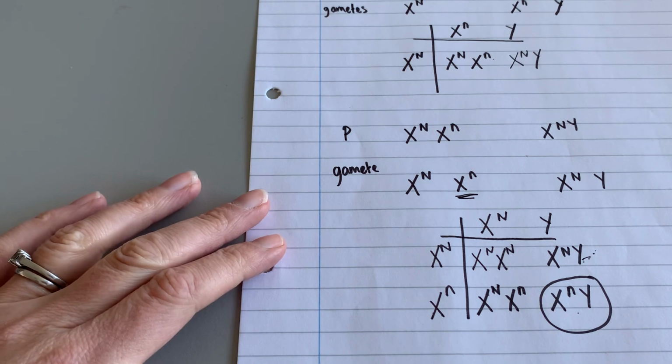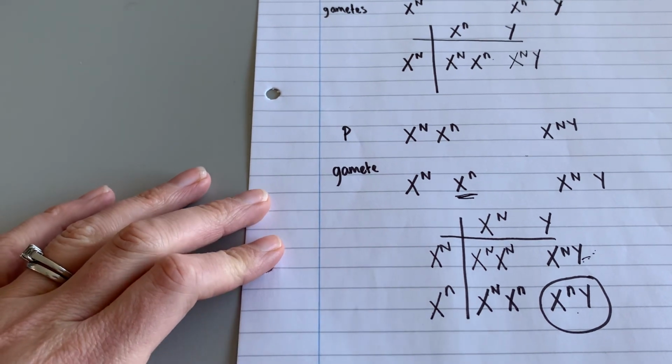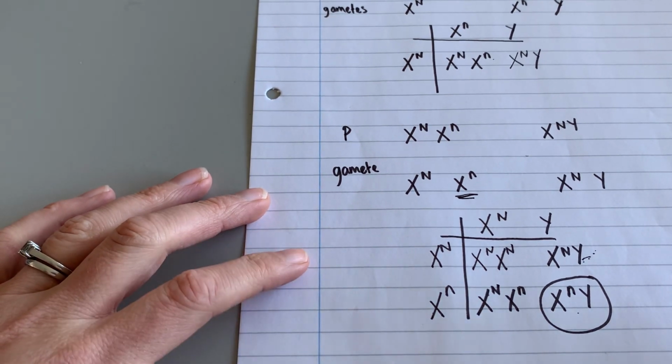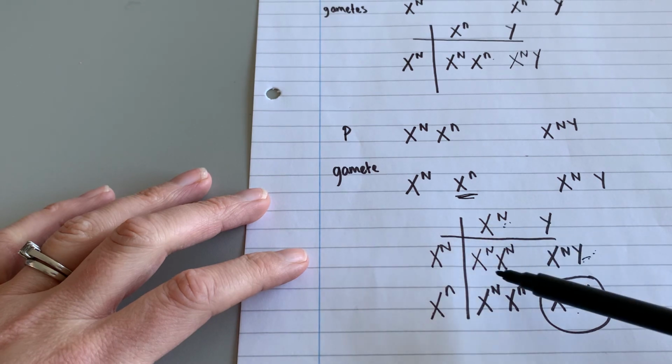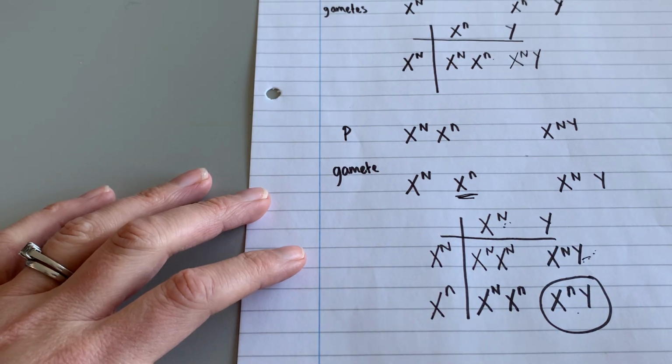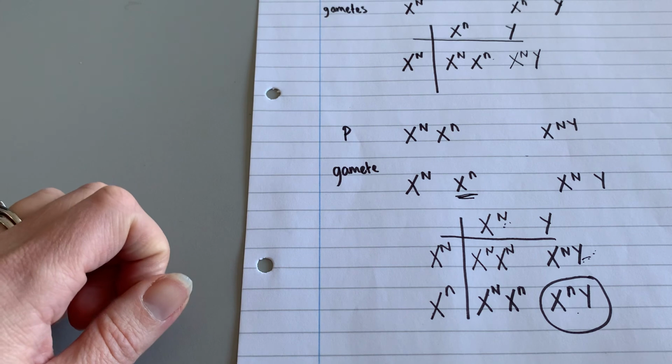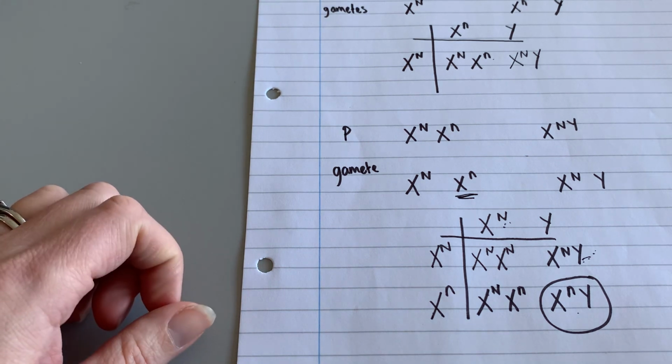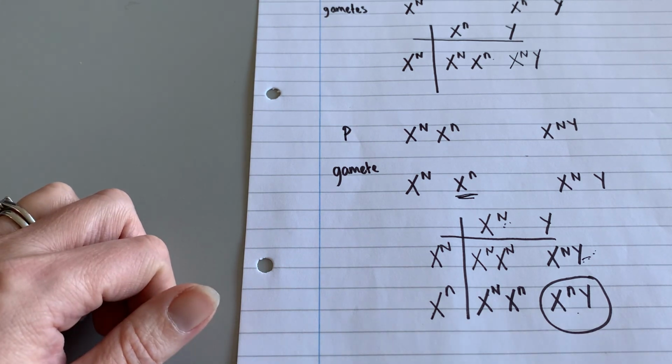So always remember, when you're doing sex-linked inheritance, you must attach your alleles to your X's and your Y's, because we want to look at the ratio of offspring and we want to know whether they are male or female.